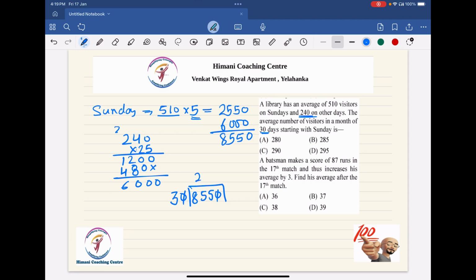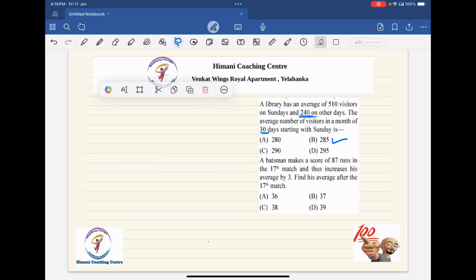Now let us look at this. 3 twos are 6. 8 minus 6 is 2. 3 eights are 24. 5 minus 4, 1. And 3 fives are 15. So B option is the right option. Now let us look at the next question.